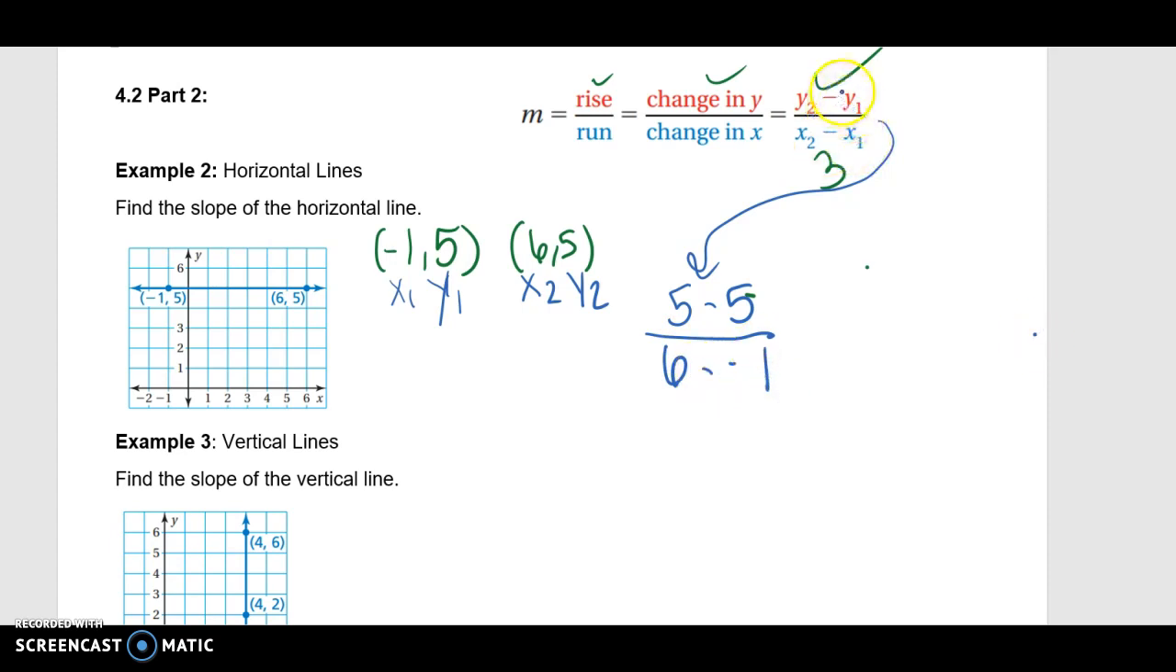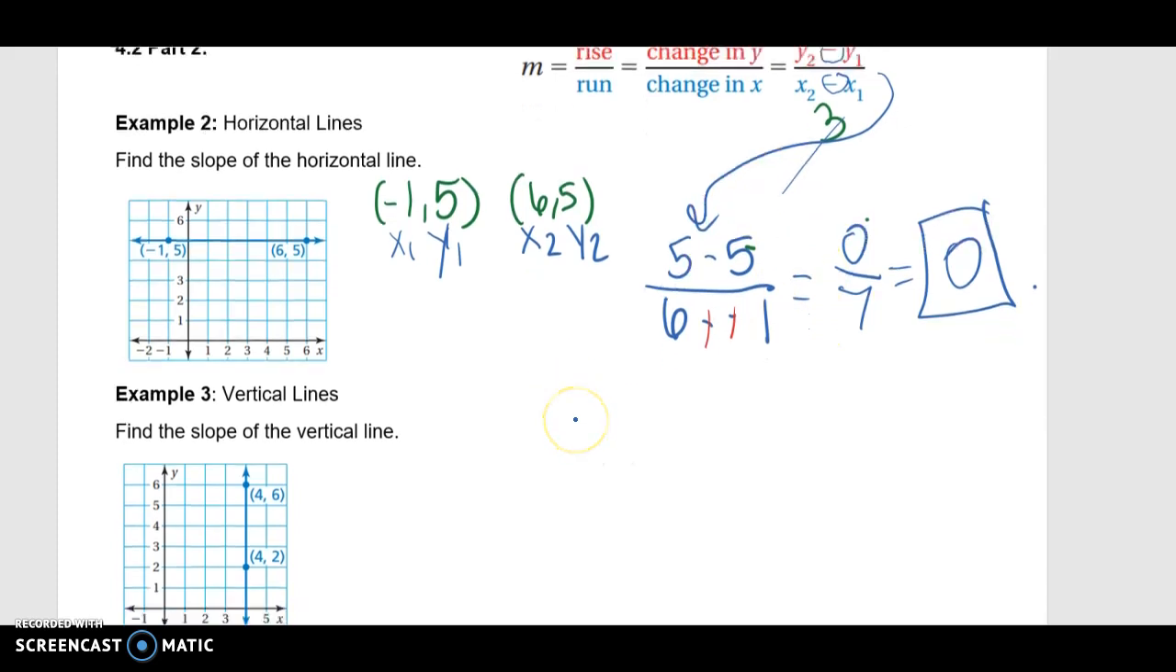So remember that you're going to be subtracting, and if you have a negative number, that's going to put two negatives right next to each other. Simplify. 5 minus 5 is 0. 6 minus a -1 is like plus a positive. So therefore that would be 0 over 7. 0 divided by 7 is 0. So we know from the slope dude video that 0 is the slope of a horizontal line, and you can double check it by doing your algebraic expression.